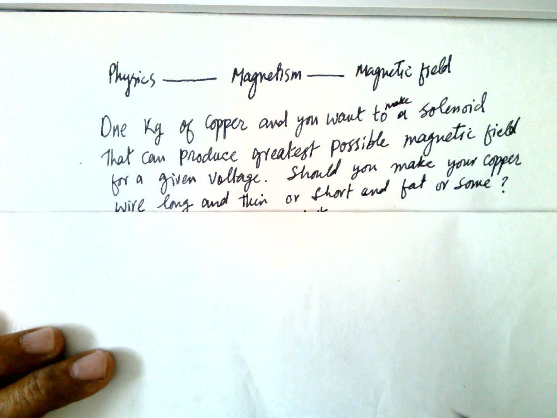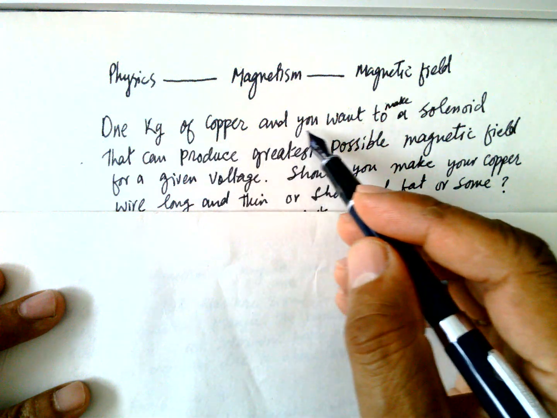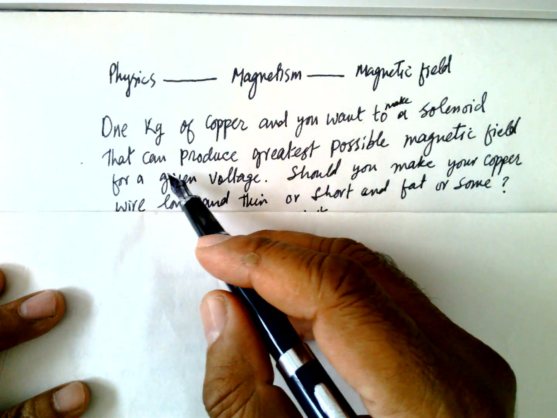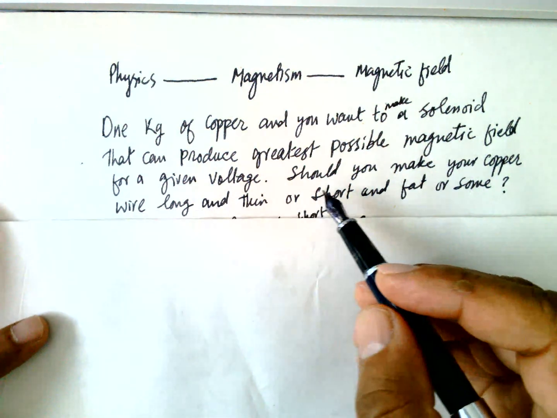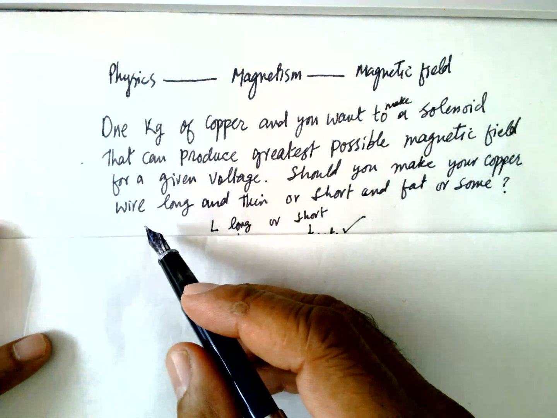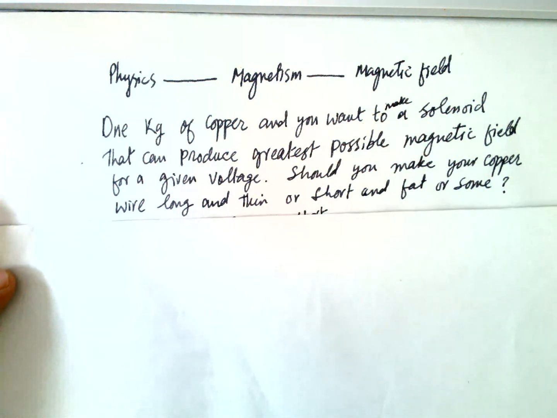Hello, physics, magnetism, magnetic field. Suppose you have 1 kg of copper and you want to make a solenoid that can produce the greatest possible magnetic field for a given voltage. Should you make your copper wire long and thin, or short and fat, or some other?